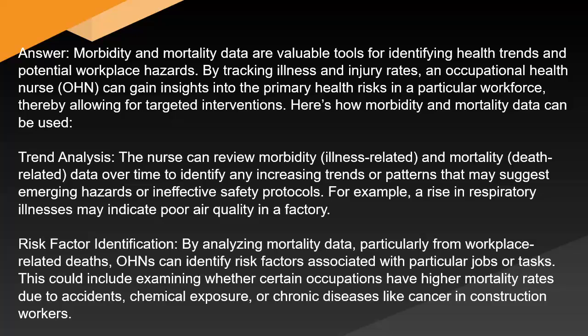Here's how morbidity and mortality data can be used. Trend analysis: the nurse can review morbidity (illness-related) and mortality (death-related) data over time to identify any increasing trends or patterns that may suggest emerging hazards or ineffective safety protocols. For example, a rise in respiratory illnesses may indicate poor air quality in a factory. Risk factor identification: by analyzing mortality data, particularly from workplace-related deaths, OH&S can identify risk factors associated with particular jobs or tasks. This could include examining whether certain occupations have higher mortality rates due to accidents, chemical exposure, or chronic diseases like cancer in construction workers.